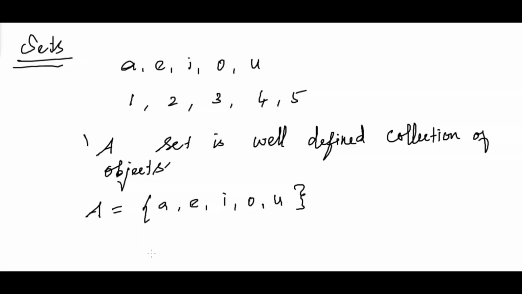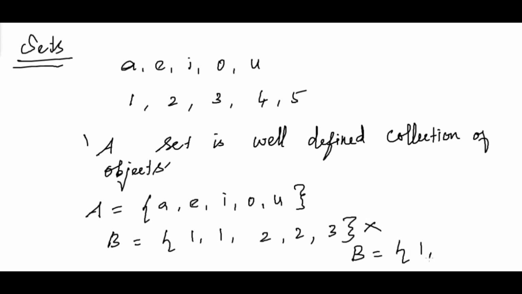And also, suppose you have a set with repeated elements, it should be written once. So an element should not be repeated in a set. So B should be written as, this is not the right form. It should be written exactly as 1, 2, 3. The element should not be repeated in the set.